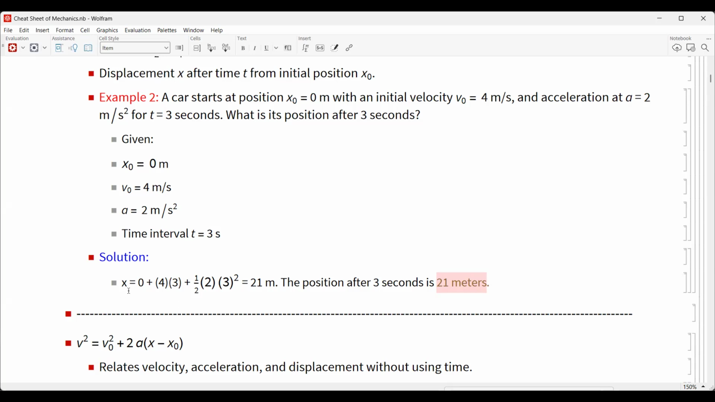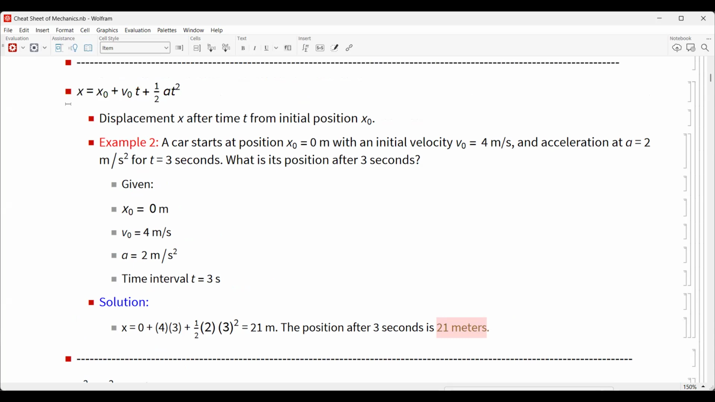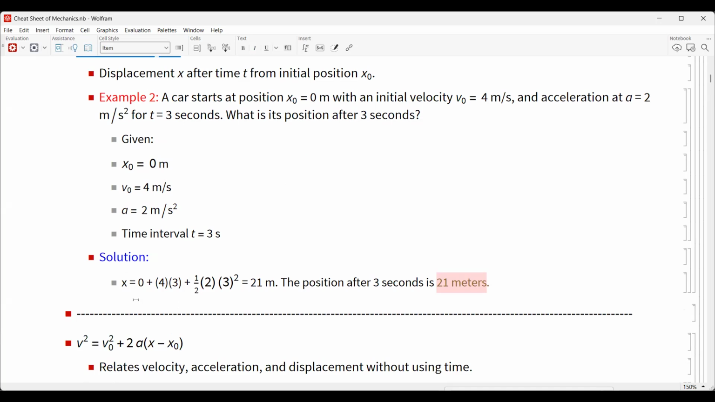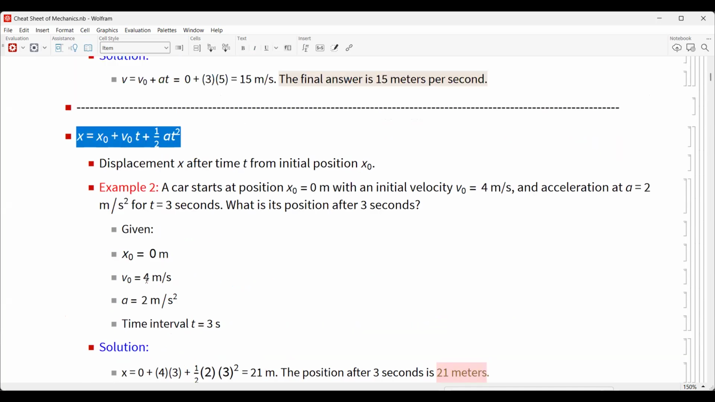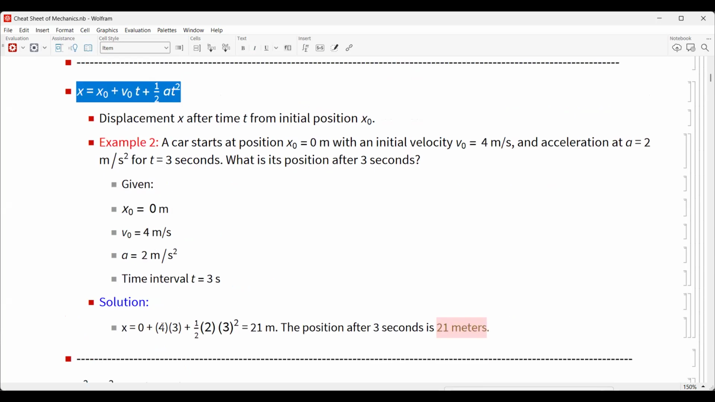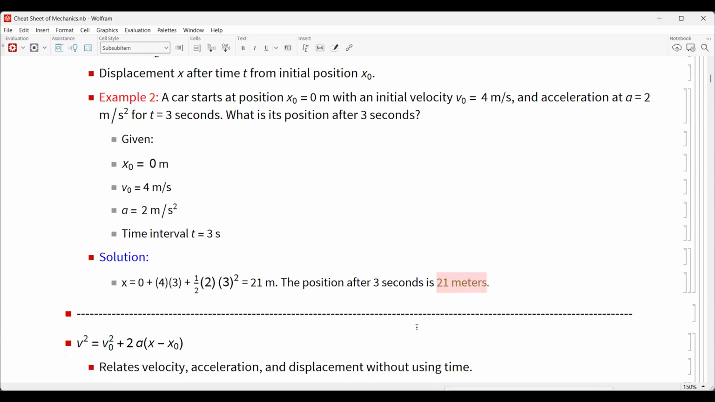So the solution here, by using these equations, we substitute the given values. The initial position is equal to x sub 0 equal to 0 here. And we have the initial velocity equal to 4 meters per second. The time interval is equal to 3. Then we have the acceleration here, and the square of the time interval equal to 3. So this is equal to 21 meters. So the position after 3 seconds is equal to 21 meters.